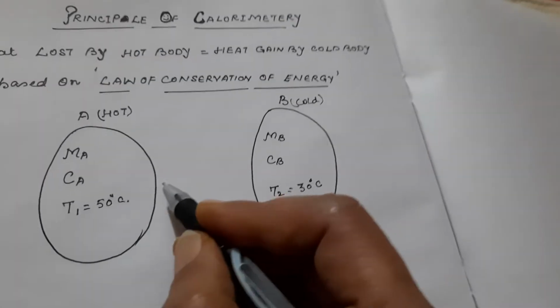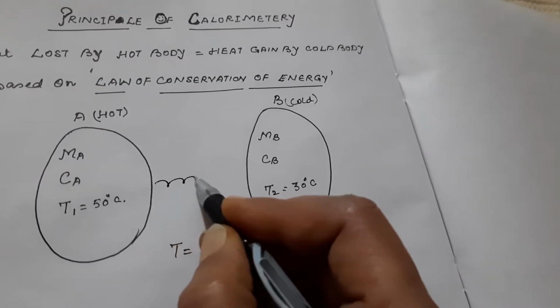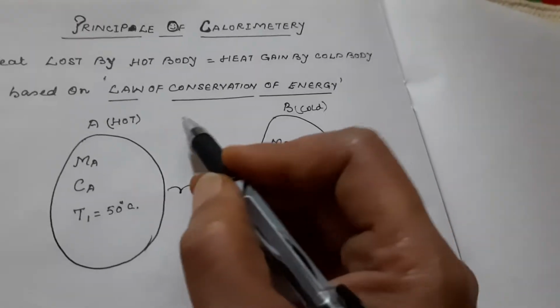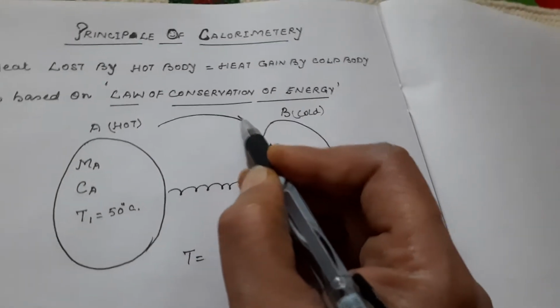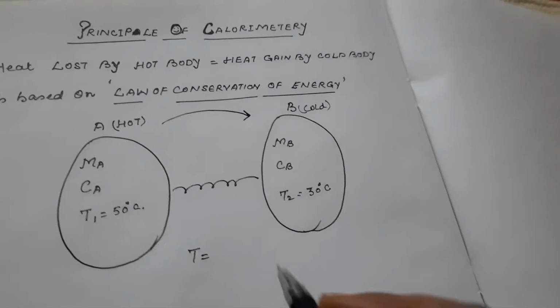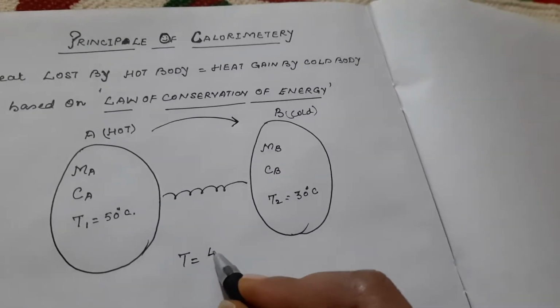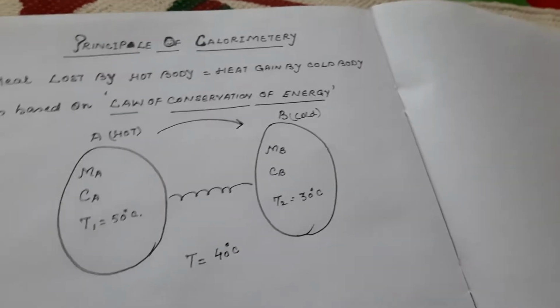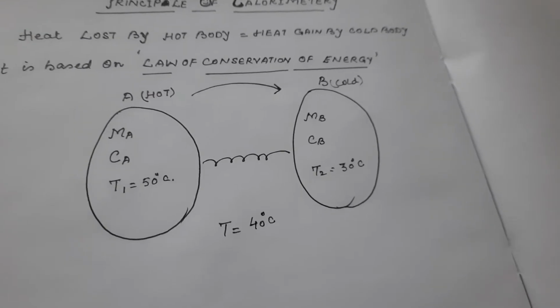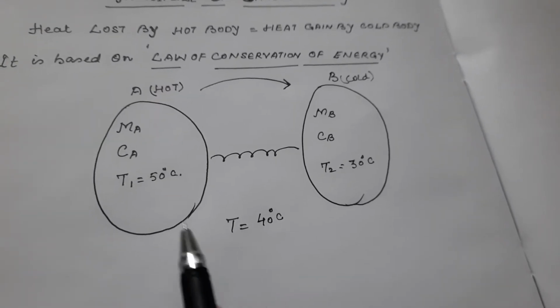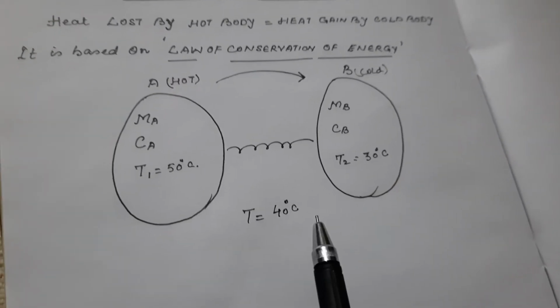And when I keep these two bodies in contact, what will happen? Heat is transferred from A to B till both attain one moderate temperature. Suppose both attain a temperature of 40 degrees Celsius. In this process, A will lose heat and B will gain heat.